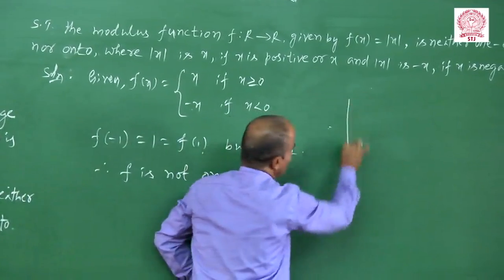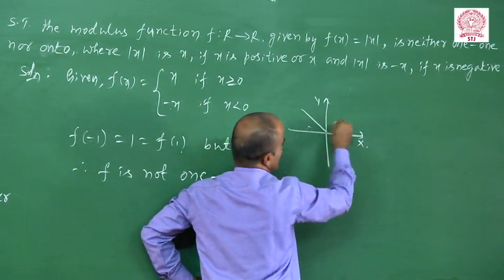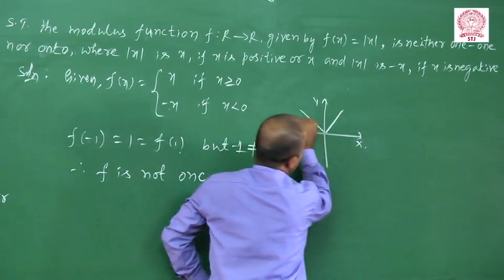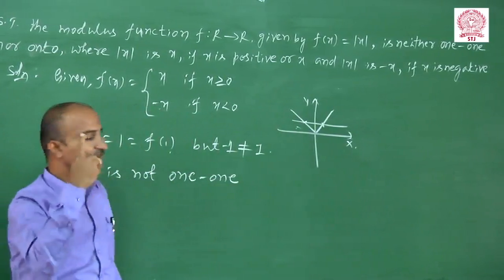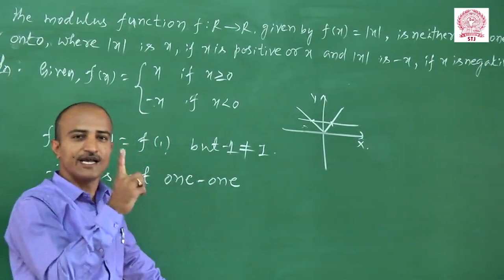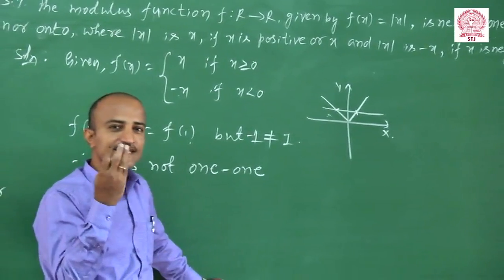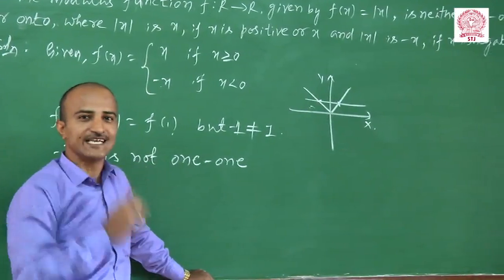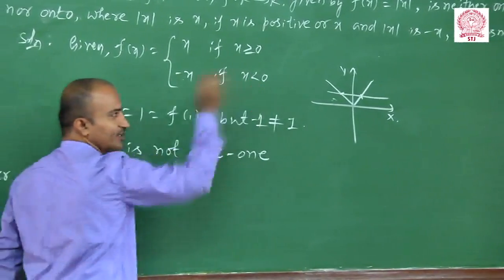If you draw the graph of the mod function, which is in the shape of a V, and draw any line parallel to the x-axis, that line cuts the graph of the function at 2 points, meaning distinct elements of the domain have the same image in the codomain. So it is not satisfying the condition of 1 to 1. Therefore, that function is not injective. 1 to 1 is also called what? Injective. Therefore, f is not 1 to 1.